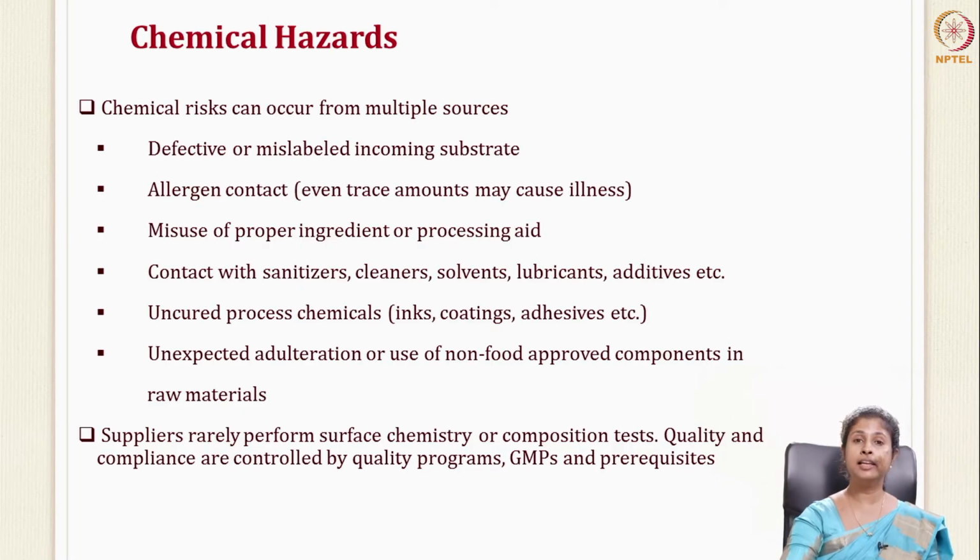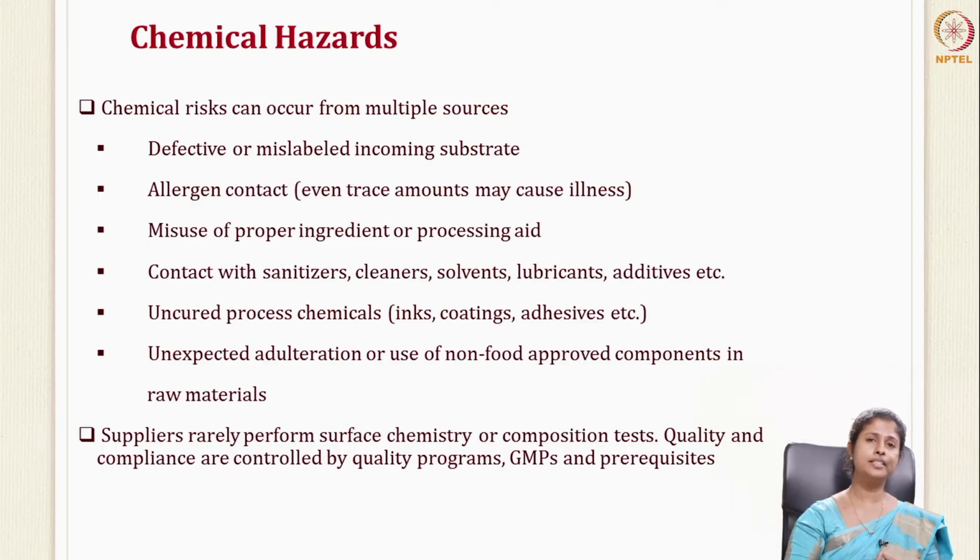The other one is allergen contact. See, even traces of an allergen can cause illnesses to certain people. Asphyxiation is a big problem. Death can even result. So we should never undermine such problems, but we should be prepared. Another chemical hazard is the misuse of proper ingredients and processing aids. Contact with sanitizers, cleaners, solvents is a very big risk. When these packages come in contact with these, they can leach in and even enter into the product, unknowingly reaching the consumer.